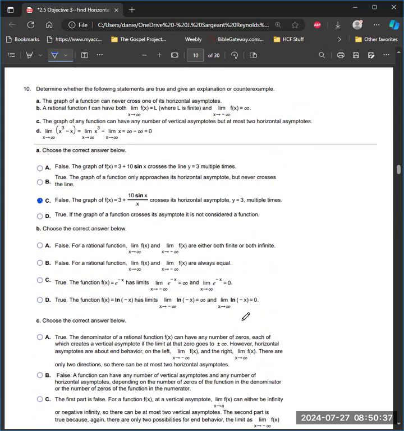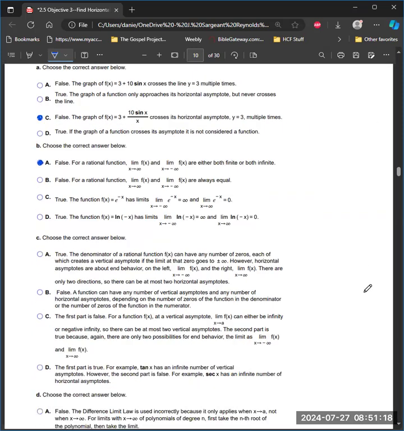For question B, a rational function f can have both limit of f of x as x approaches infinity equals L, where L is finite, and limit as x approaches negative infinity of f of x equals infinity. That is false for a rational function. The limit of the function as I approach negative infinity and the limit as I approach positive infinity are either both finite or both infinite. So that's false. You can't have one side go to infinity and the other side go to a finite number.